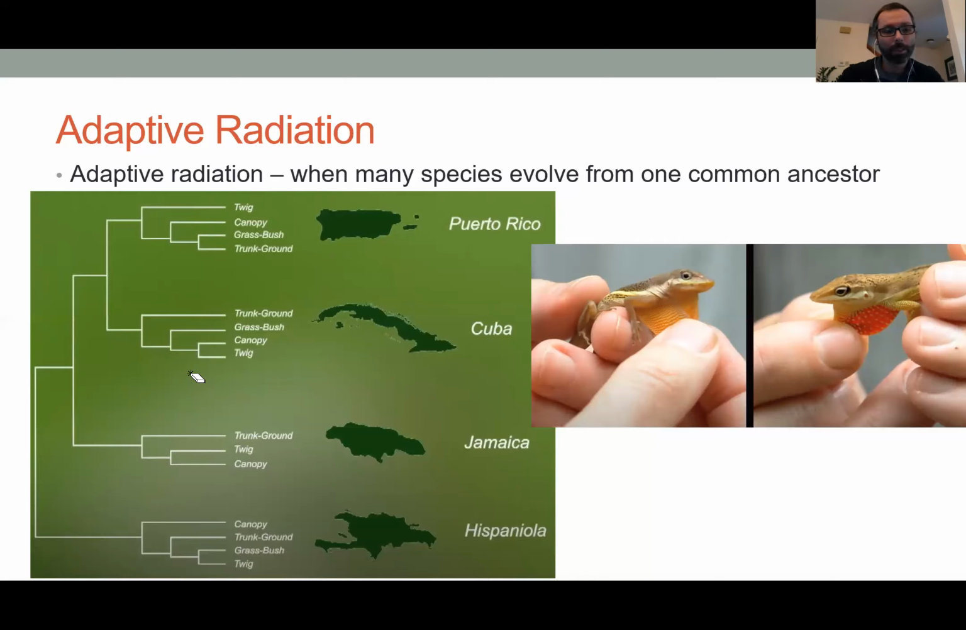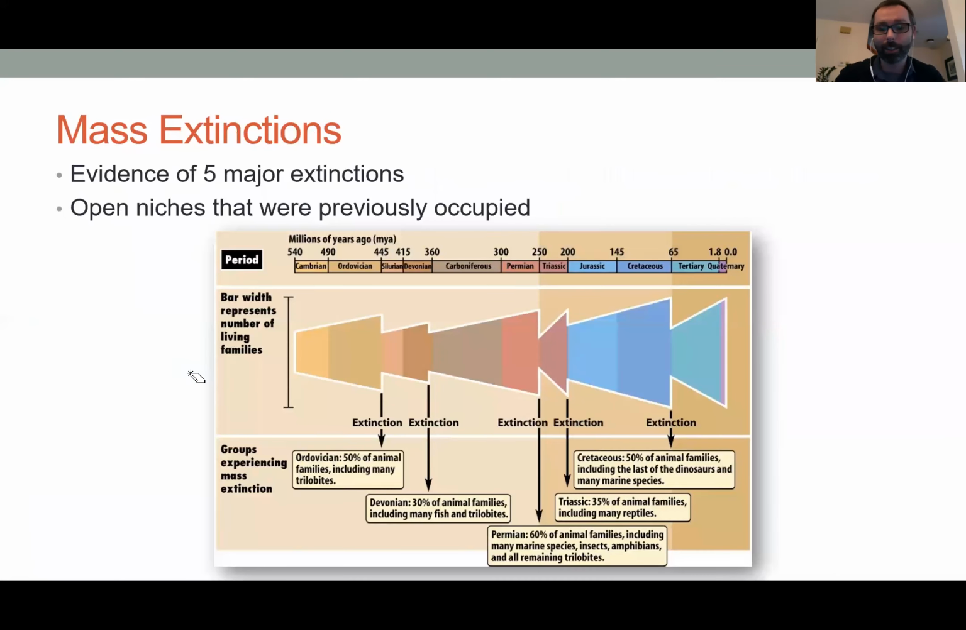So one time where adaptive radiation happens is during times of great upheaval, like say a mass extinction. Extinctions have played a very big role in the evolution of life on Earth. And while we'll get to talk more about it as we go along, the important thing here is that every time there's a mass extinction, there's a bunch of open niches that become available that were previously occupied, right? And so every time there's a lot of death, then there's a lot of evolution afterwards.